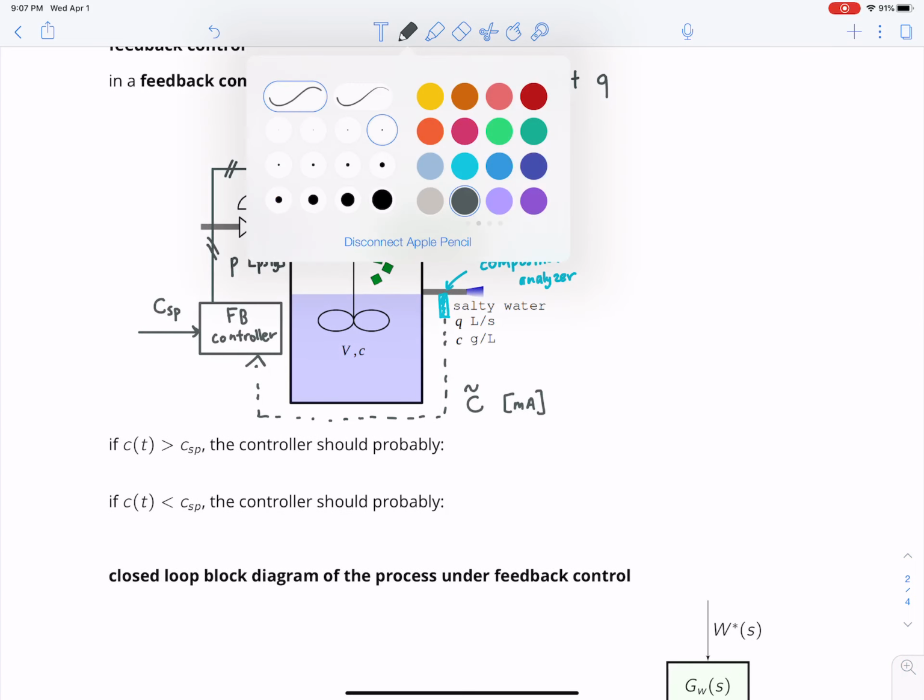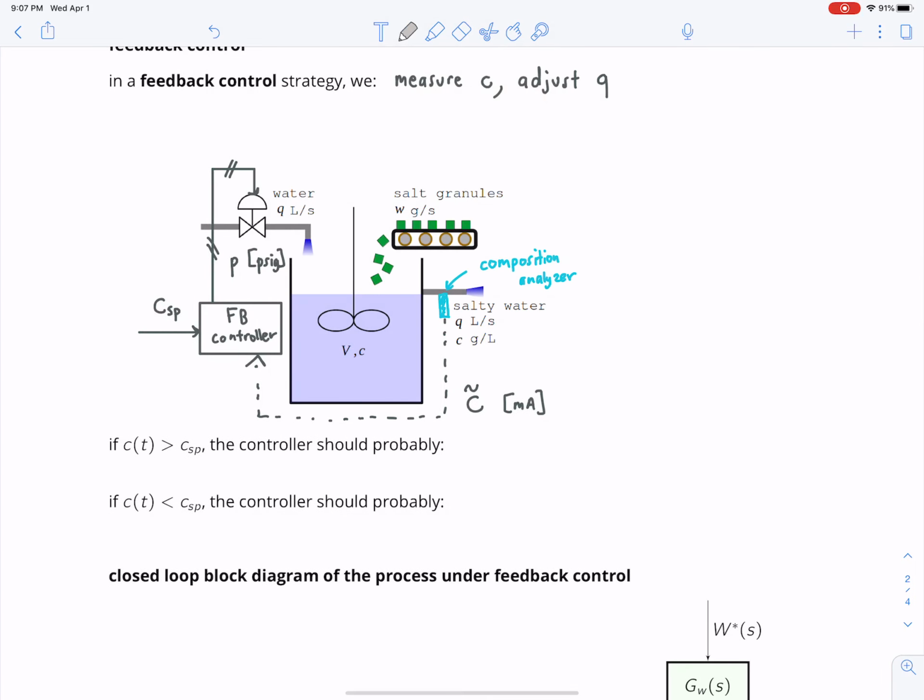If the concentration of salt is greater than the set point, which means colloquially it's too salty, what the controller should probably do is increase Q, right? Because then it would dilute the solution. So this will dilute the solution, and in turn, it will reduce C so it can become closer to the set point.